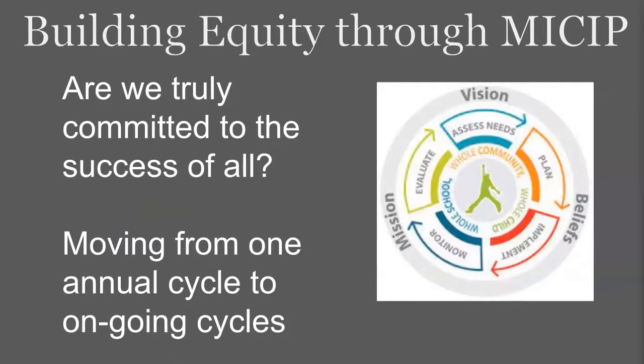During the continuous improvement process, we have an excellent opportunity to build equity. When designing our goals, are we truly committed to the success of all, or are we just a collection of individuals and schools, each with its own interests? Have we adopted the mindset that we are moving from one annual cycle for compliance and shifting to ongoing cycles of improvement planned and implemented by a district-wide community of improvement?